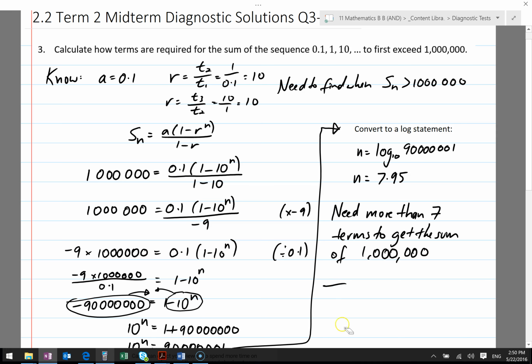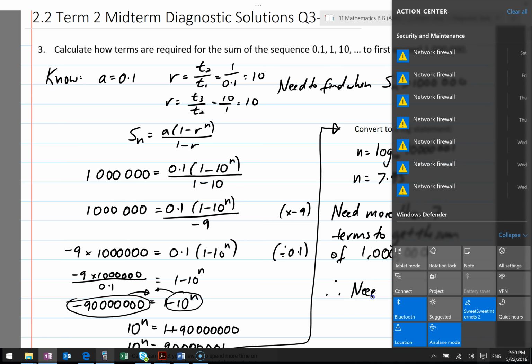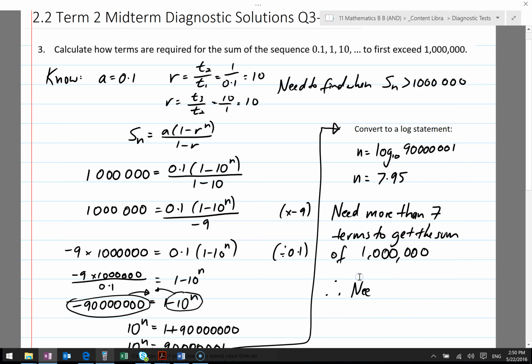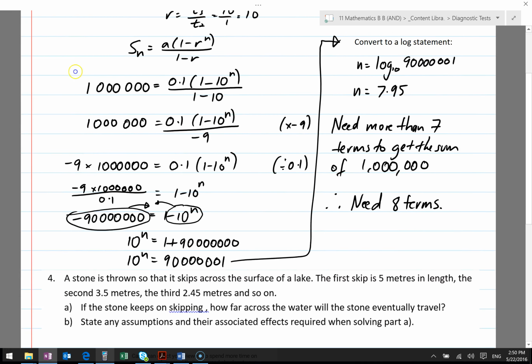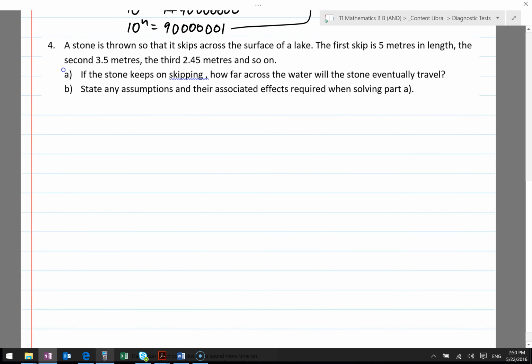Okay, therefore, you can put little dots in. Therefore, we need 8 terms. Okay, this little part in here is key because it shows how you've justified your rounding. Moving on to question 4.